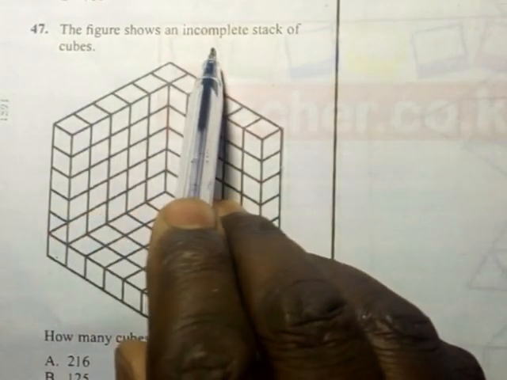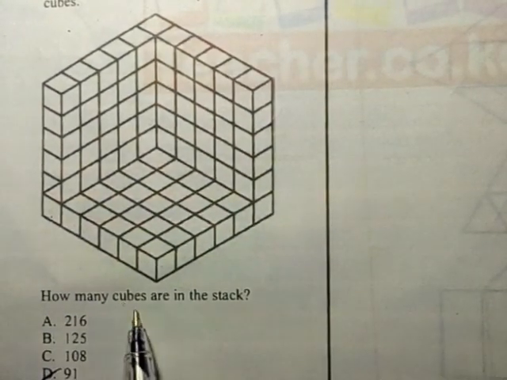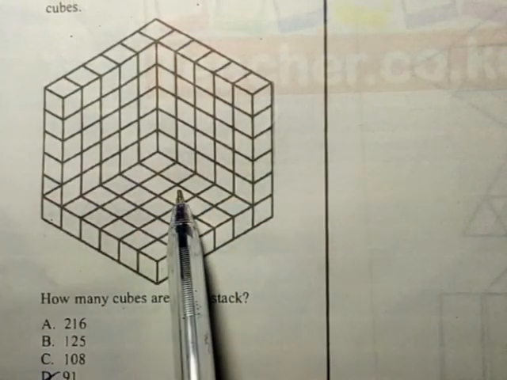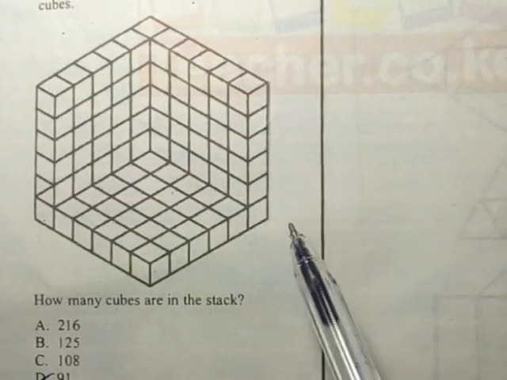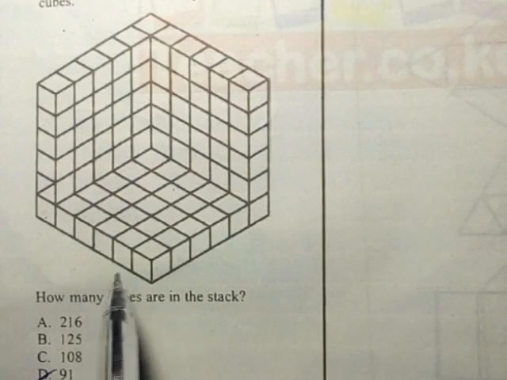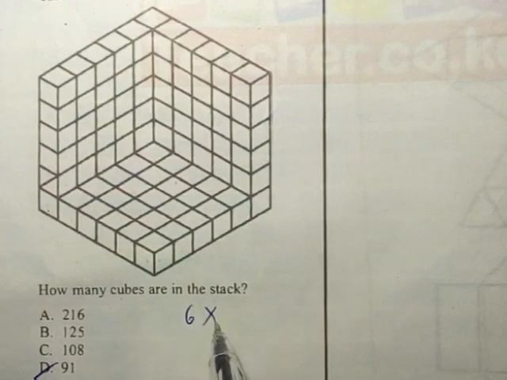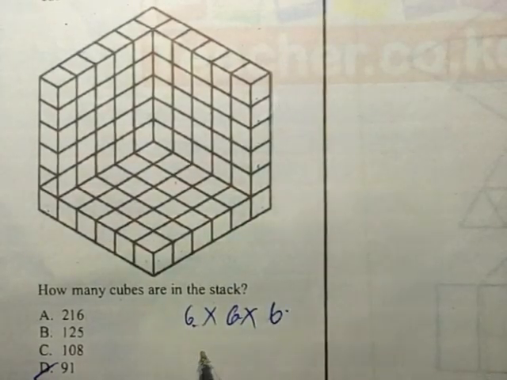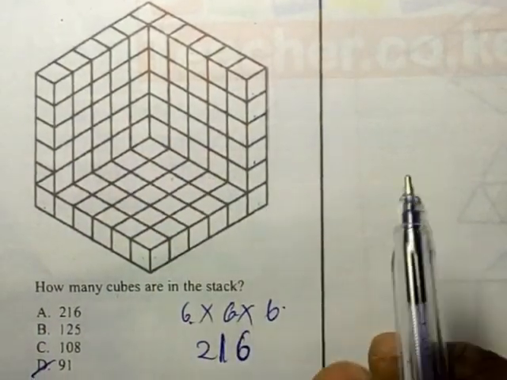The figure shows an incomplete stack of cubes. How many cubes are in the stack? So we want to know how many these are. Sometimes they ask how many cubes are missing. So it depends on the question. Here they want how many of the ones drawn here. So first we can find how many they would all be. You just count 1 2 3 4 5 6, that is 6 times 6 times 6, it will be 216. So all of them are 216.